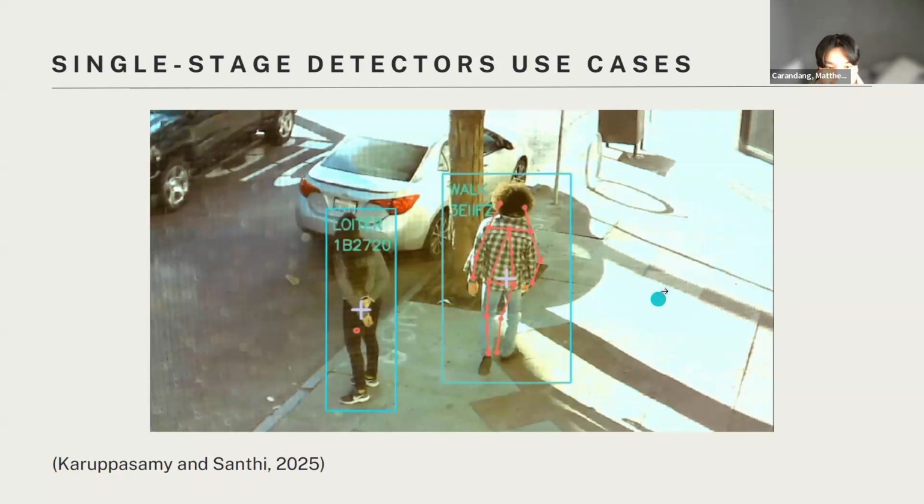Since this is done in real time, single stage object detectors would be the best use case here, since they are quite faster than two-stage object detectors. So the majority of use cases for single stage object detectors would be more focused on real-time detections.